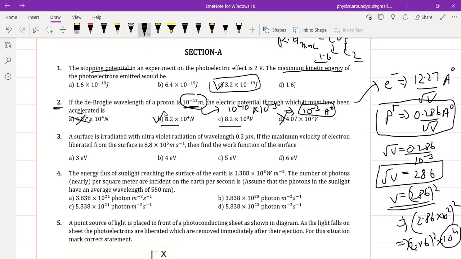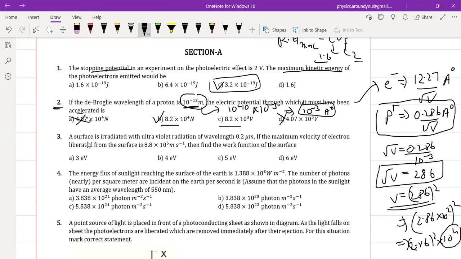286 whole square. 286 can be written as 2.86 into 10 square. When you square it, you get 2.86 whole square into 10 power 4. 2.86 whole square is nearly 8 or above 8, definitely less than 9. So 10 power 4 is what gives me the right answer. Second one goes with B.